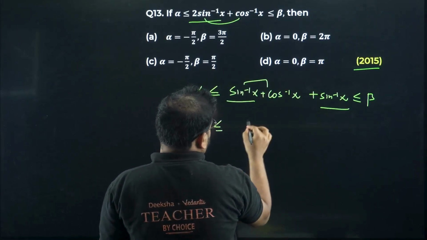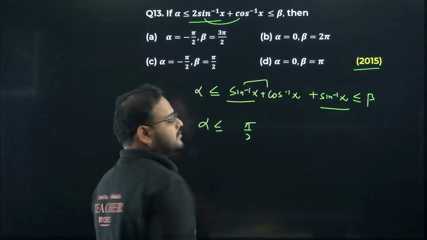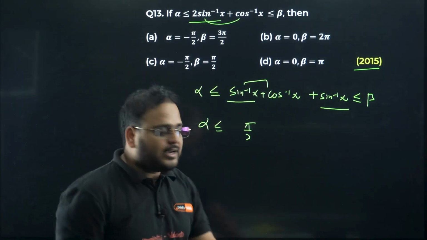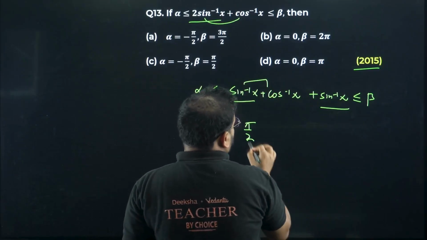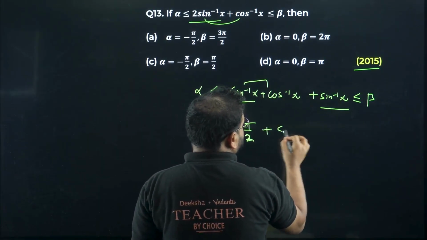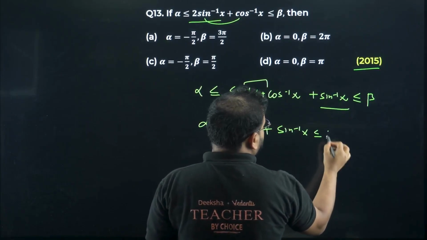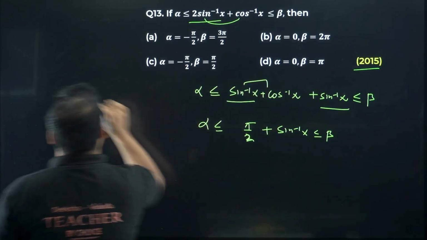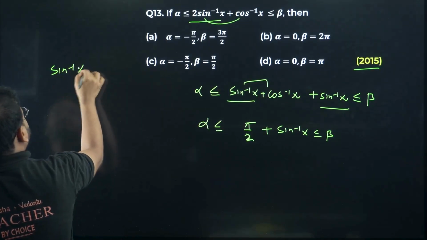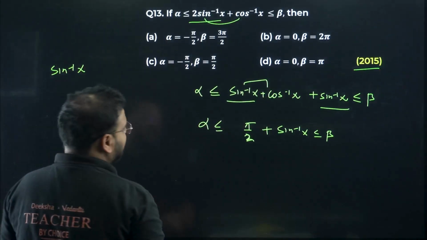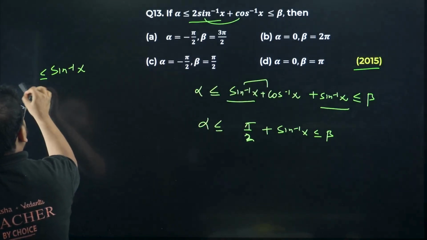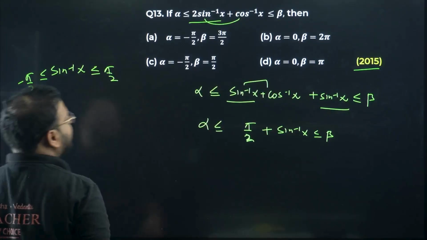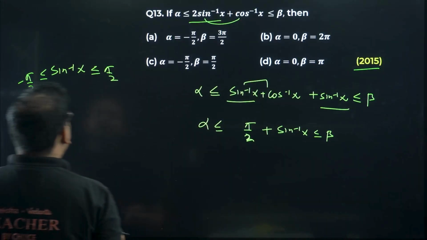This becomes pi by 2. Sin inverse of x plus cos inverse of x is pi by 2. So we have pi by 2 plus sin inverse of x, less than or equal to beta. Let's write the range for sin inverse now. It is from minus pi by 2 to pi by 2. Now I want to add pi by 2 over here.